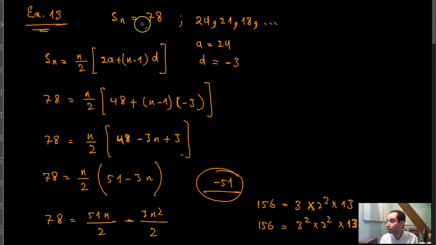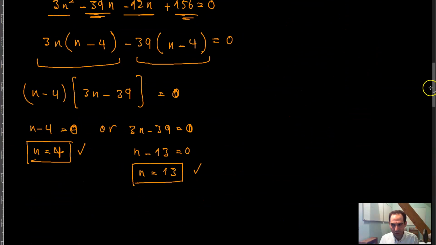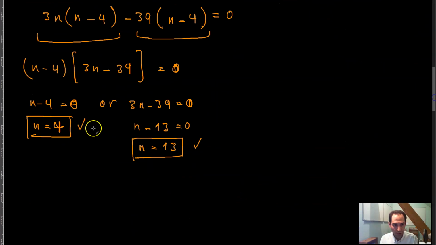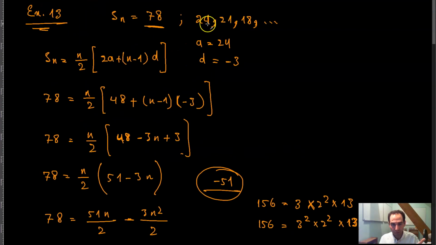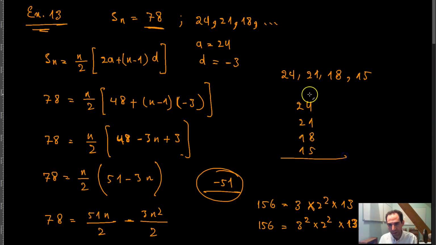In both cases, you can take either 4 terms or 13 terms, and the sum becomes 78. You get two numbers mainly because if you take 4 terms, you're dealing mainly with positive numbers. So the first 4 numbers are 24, 21, 18, and your d is equal to negative 3, so you get a 15 over here. Add all of these numbers together, 24, 21, 18, and 15, and you will get exactly 78 here.